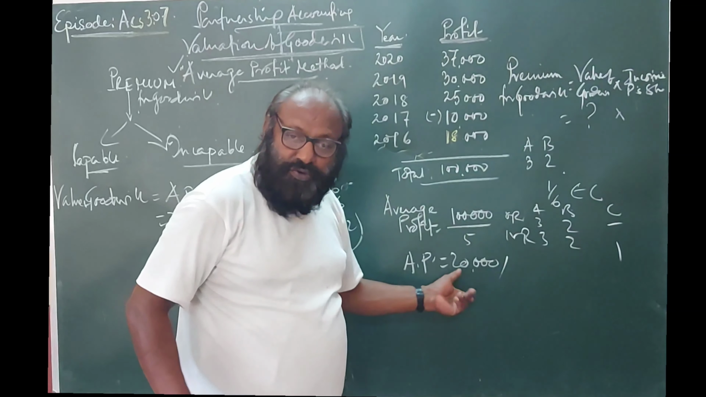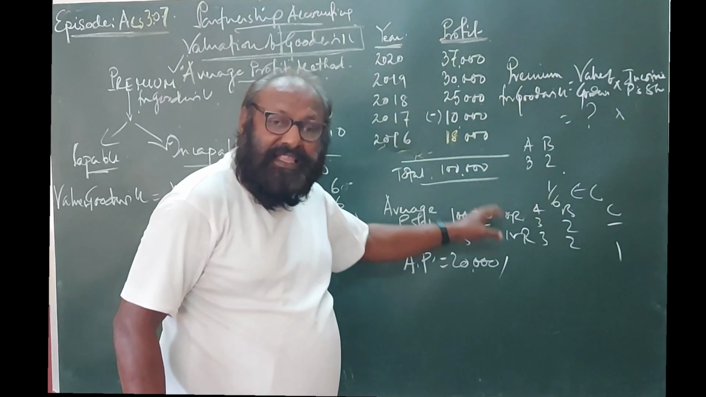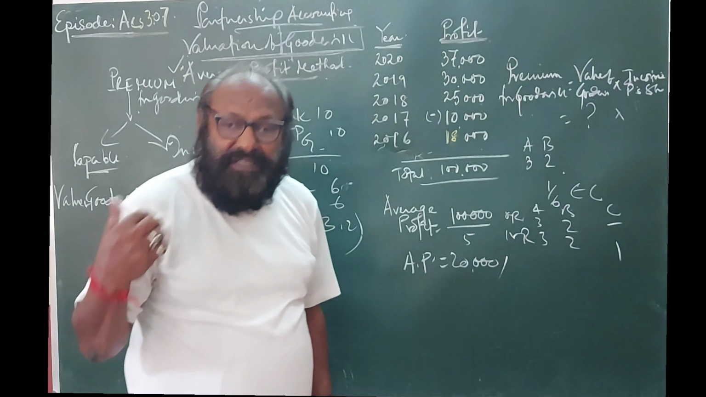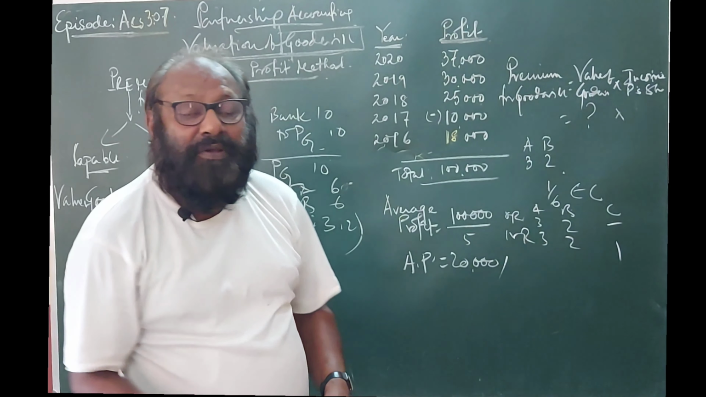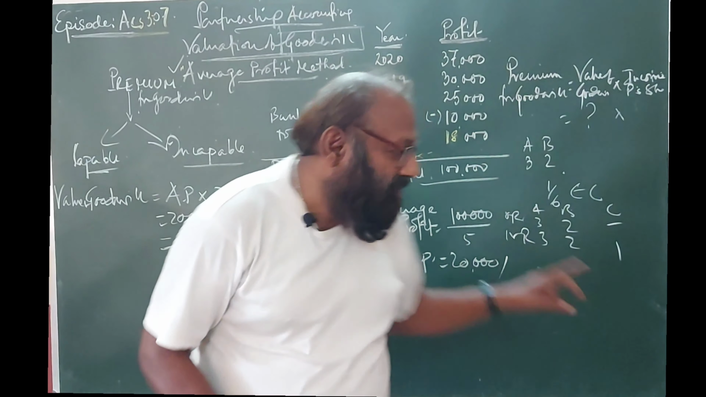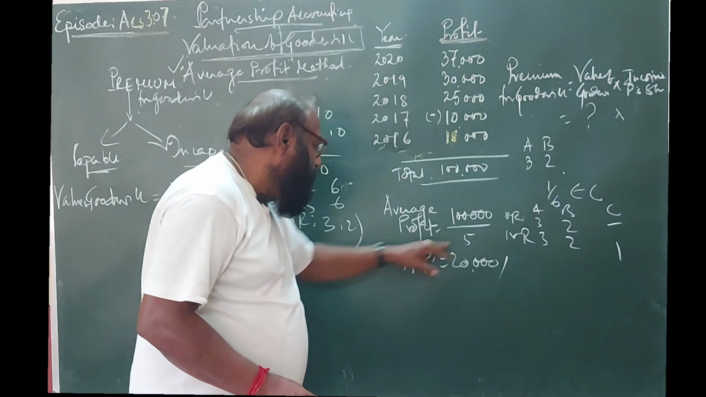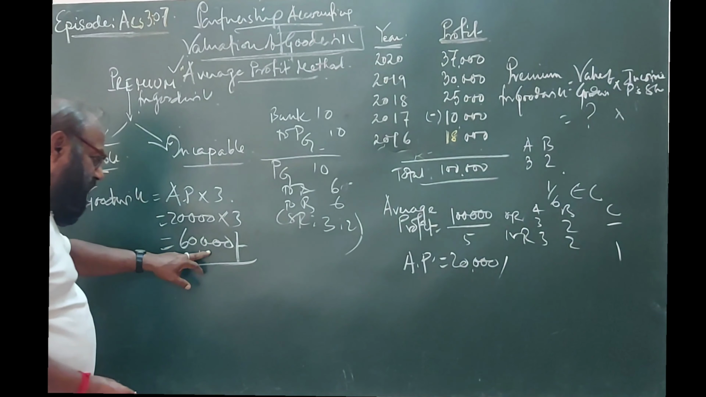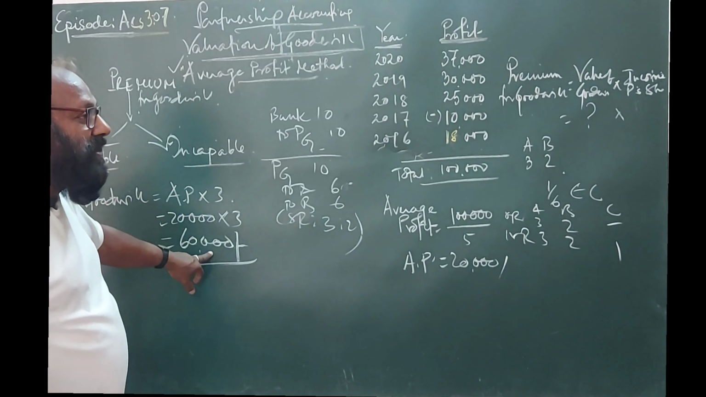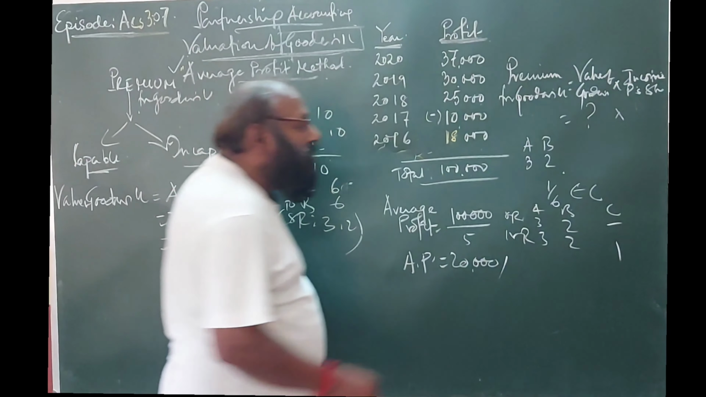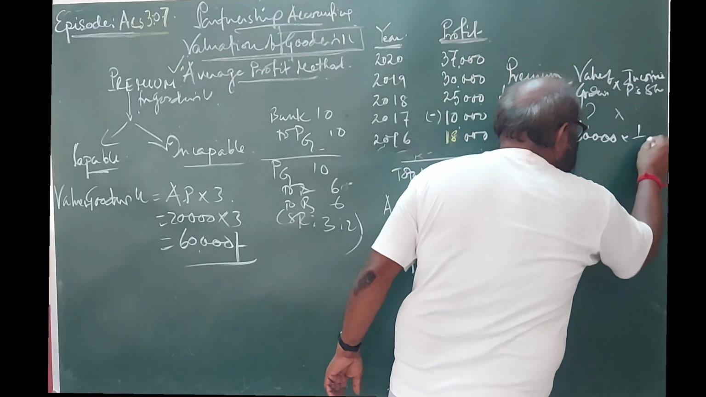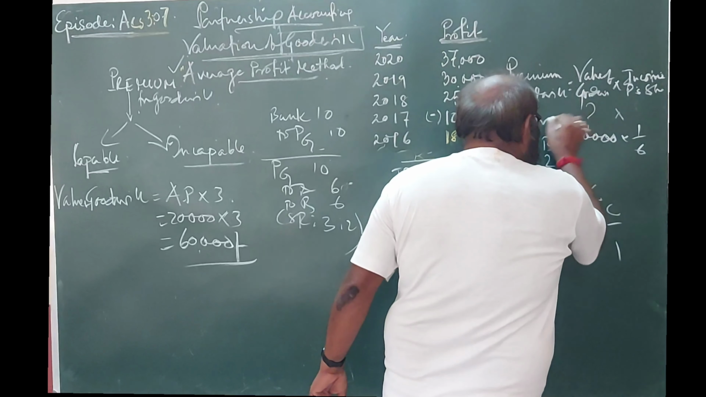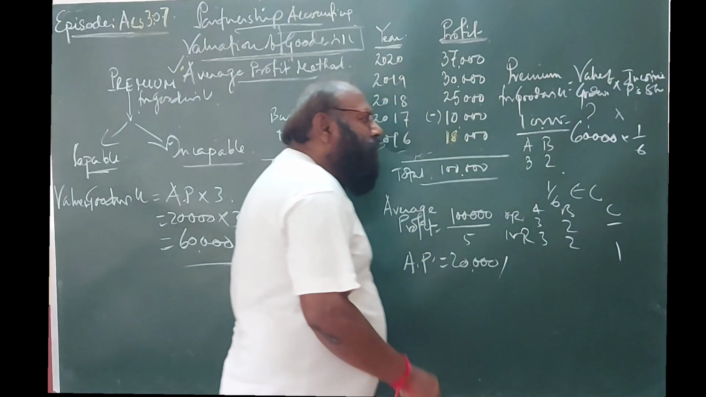If it is 2 years purchase, it would be 40,000. If it is 5 years purchase, then it is 1 lakh, and if it is 3 years purchase, it is 60,000. In our problem, we have taken the average profit of the last 3 years, and 3 years purchase. So goodwill is that. Now, if the incoming partner pays the premium, what will be the premium? It is 60,000 into 1/6, so his premium for goodwill will be 10,000.